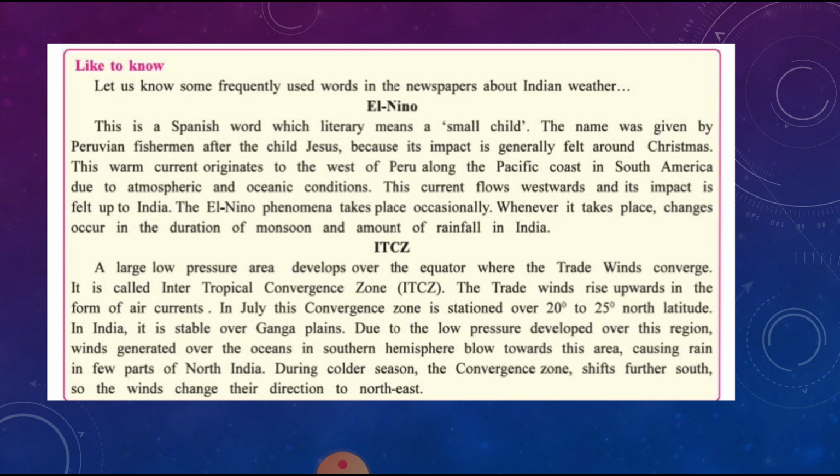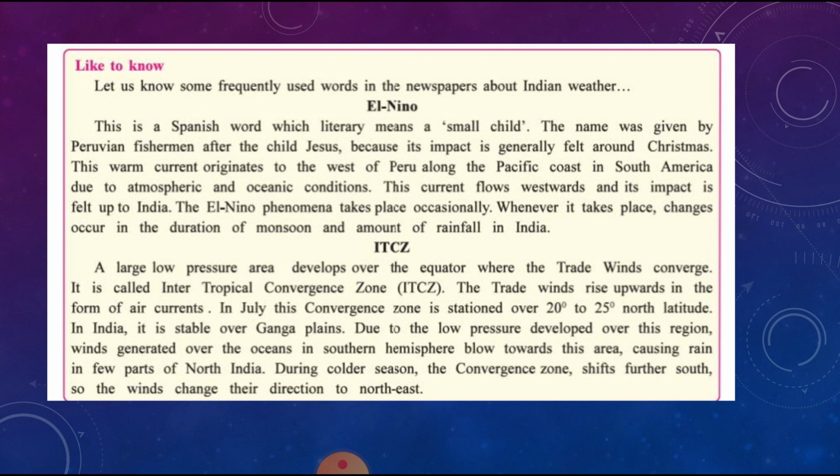And in India, it is at the northern latitude. It is stable over the Ganga plains, and due to the low pressure developed over this region, winds generated over the oceans of the southern hemisphere blow towards this area, causing rain in a few parts of North India. See, as a result, what happened in India? It is stable over the Ganga plains and develops low pressure there. Because of this, winds generated over the oceans of the southern hemisphere blow towards this area, and this causes rain in a few parts of North India.